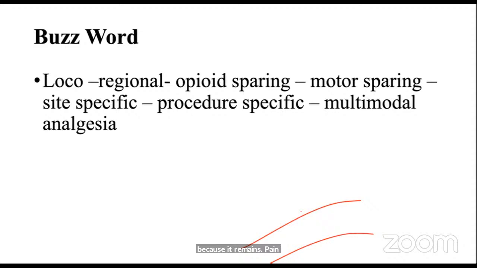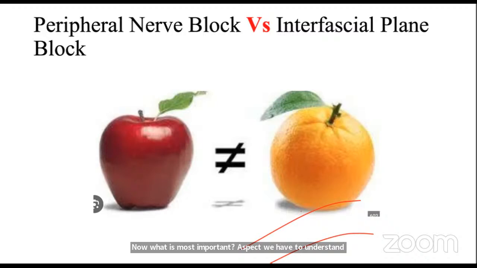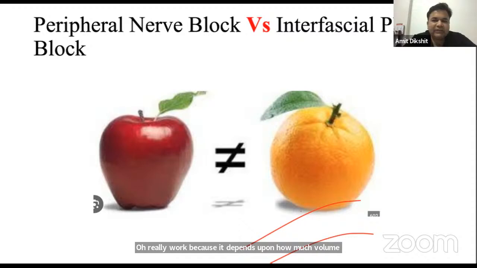Now, the most important aspect we have to understand is that there are limitations of interfascial plane blocks. When we are doing a peripheral nerve block, we are depositing local anesthetic over a peripheral nerve. Whereas with an interfascial plane block, we are opening up that compartment and we expect all the nerves in that fascial plane to bathe, to get covered, and we want them to act. And we really don't know how the interfascial plane block really works, because it depends upon how much volume you have used, what concentration, what the needle trajectory was, and whether you have opened the plane correctly or not.